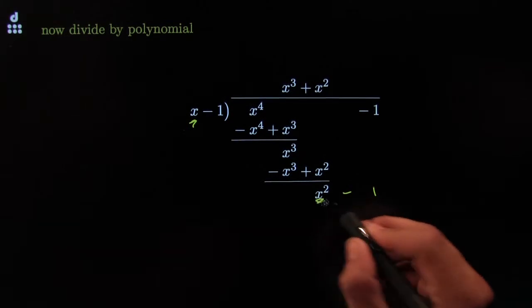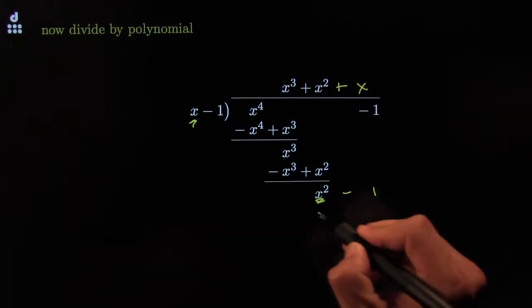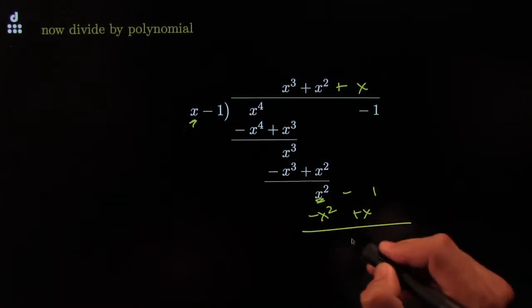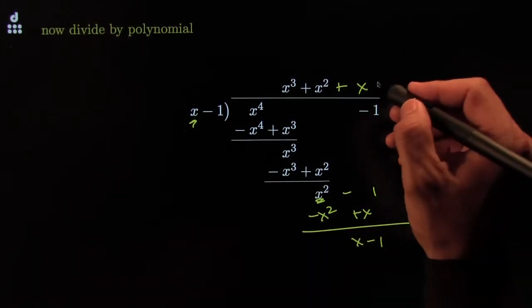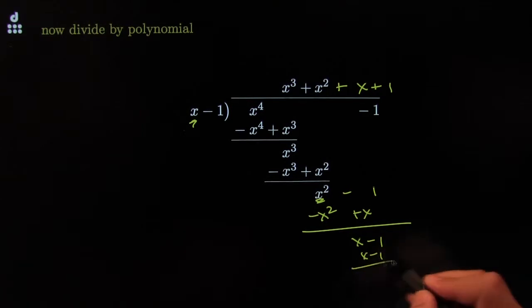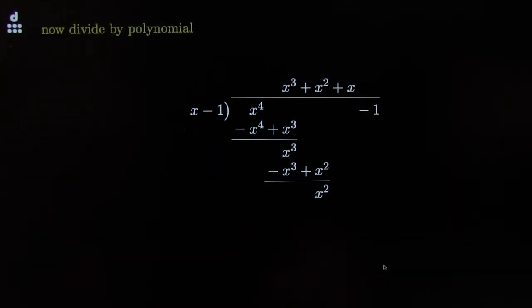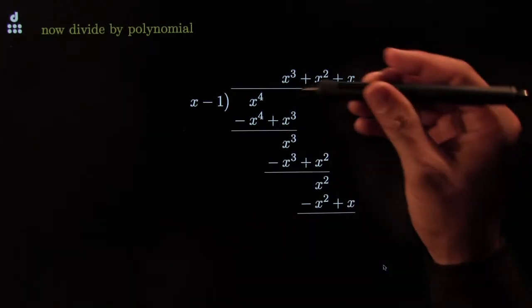How many times will the x go into there? Of course it will be x times, and that will give you x squared minus x. The process starts all over again. You change the sign, so it will give you x minus 1, and of course that will give you 1, and that will give you x minus 1. You change the signs, and that will give you a remainder 0. Okay, so nothing different here, just that you have to be careful.